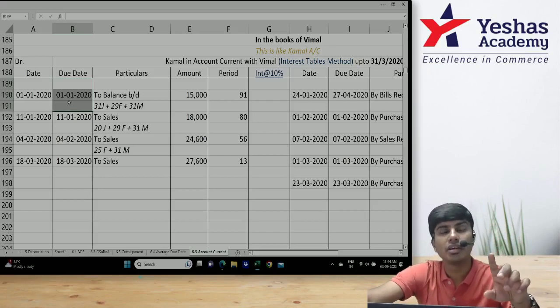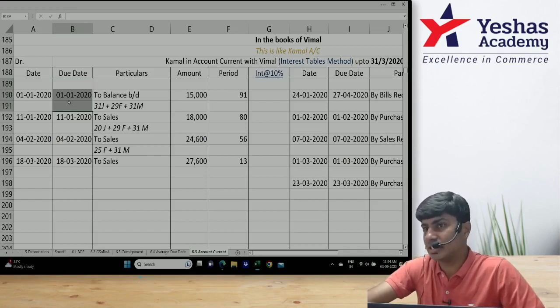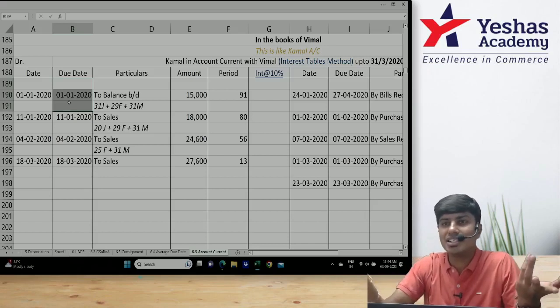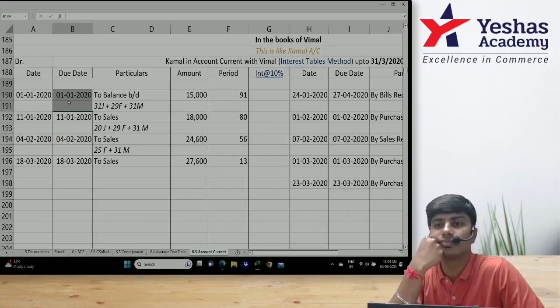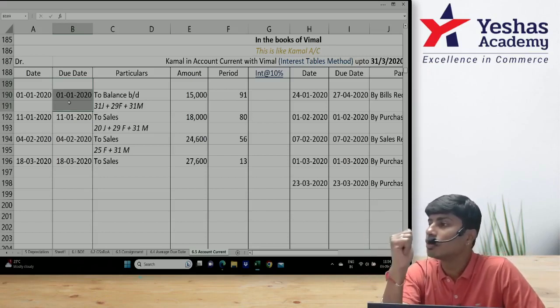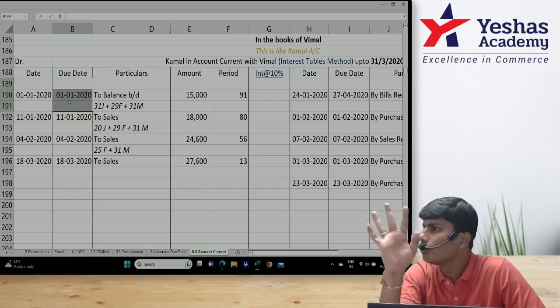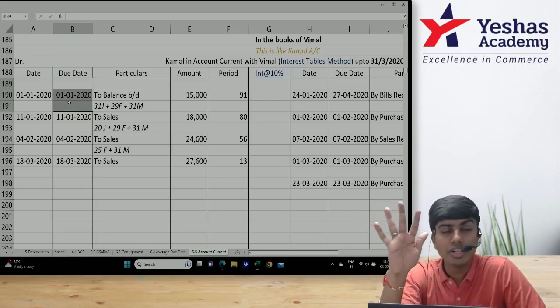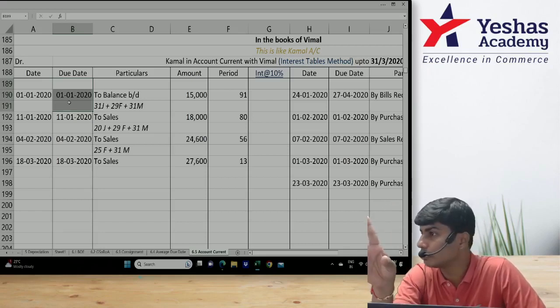Do you get it? So if any transaction is due at a later date, from the due date to the date of account current is when we compute interest. What if the due date falls after the date of account current? The transaction is not due in the current period. Is it due in the current period? So should we compute interest on it? We should not compute interest on it. Interest should be computed in the next period. Do you agree with me?